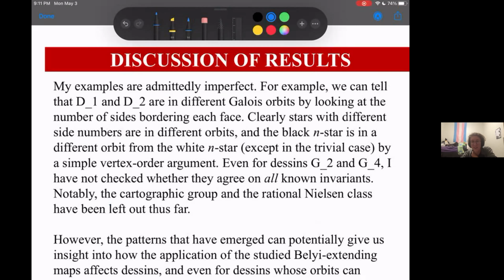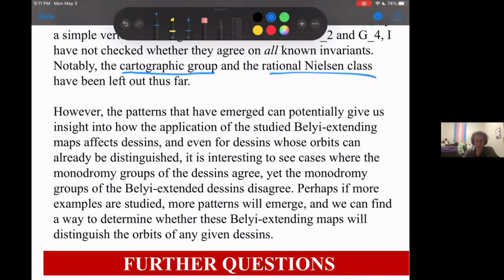And again, there are some known invariants that I didn't even take into account yet. There are invariants called the cartographic group and the rational Nielsen class. I don't even fully understand the rational Nielsen class. So I haven't tested these invariants yet to see if my examples were the same for these two invariants. I haven't checked every single thing, but I still think some of my examples are pretty cool. And that's essentially what I'm saying here.